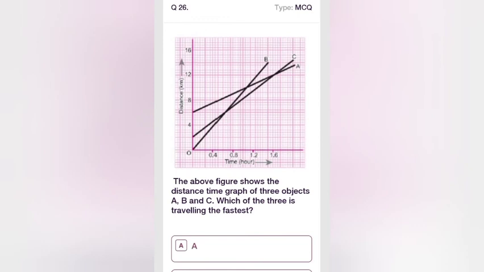Here in this graph, we have 3 lines representing the distance versus time, the movement of 3 objects showing the distance covered for a particular period of time. Which of the 3 is traveling fastest? The one which has more slope. Which one has more slope? See this line, it is steeper and it has more slope.